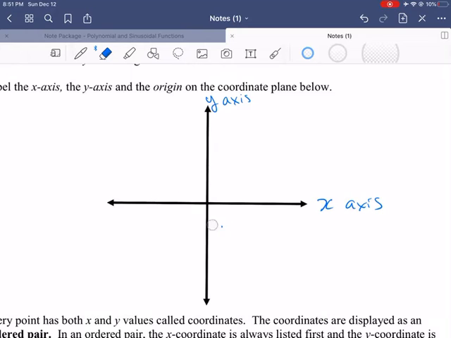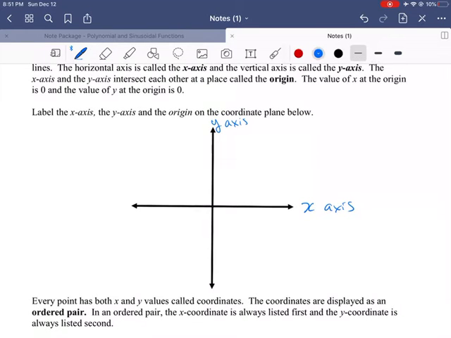Now, the center point, 0, 0, where it's 0 on the x-axis and 0 on the y-axis, this is called the origin. Okay, the origin. And you're going to need to know that. So if someone says, where's the origin? Well, it's the intersection of the x and y axis.